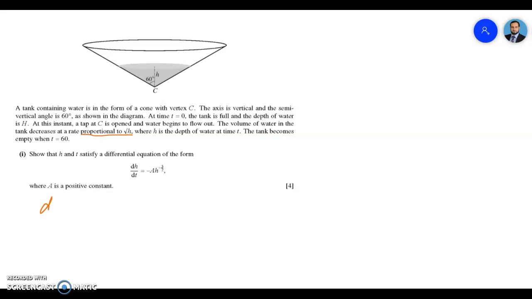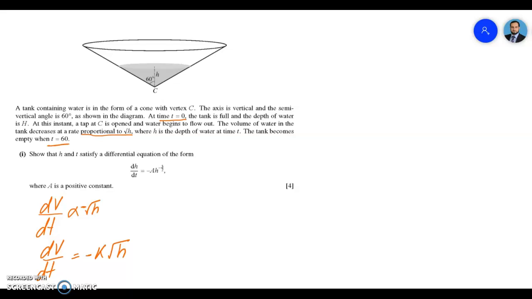So the volume decreases, so that means dV by dt is proportional to root h with negative sign because it decreases, which means dV by dt is equal to negative k root h, where h is the depth of the water at time t. The tank becomes empty when t is equal to 60, and show that h and t satisfy a differential equation of the form.